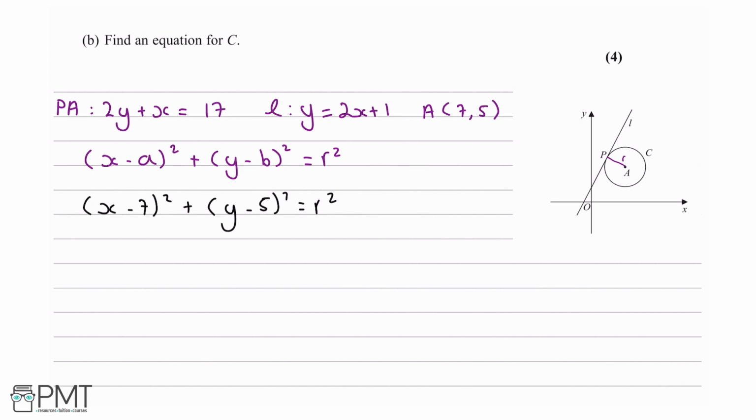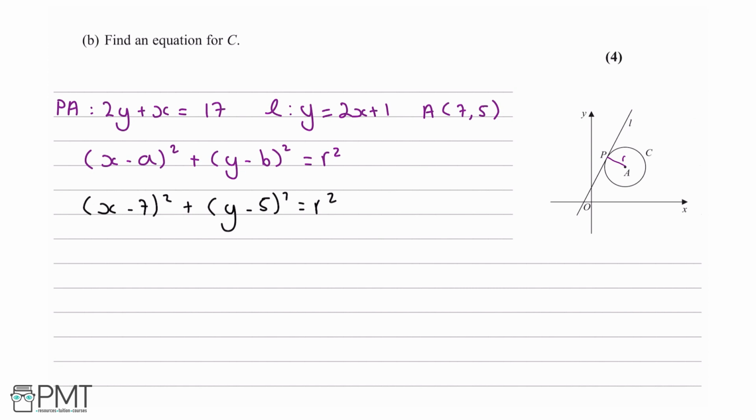So if we look back at our diagram here, our radius is the distance between points P and A. Okay, so what we need to do is we need to find the distance between P and A. And how do you do that? Well, you first need to find the coordinates of P and have the coordinates of A. So let's start by finding the coordinates of P.